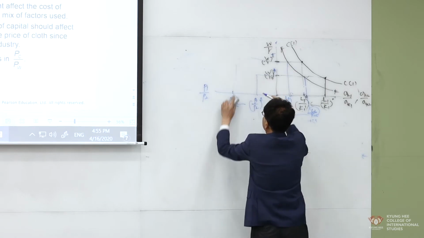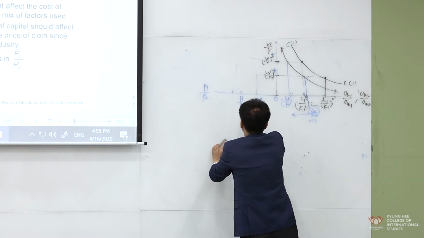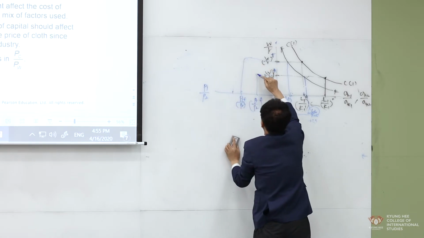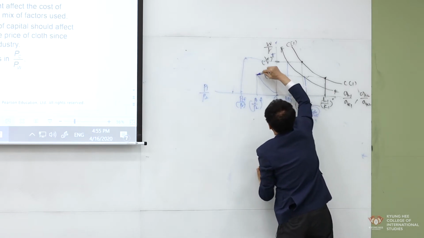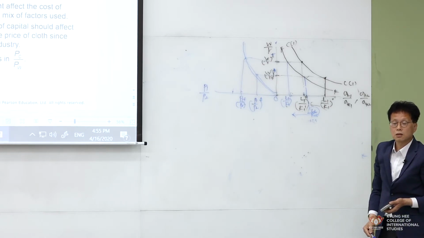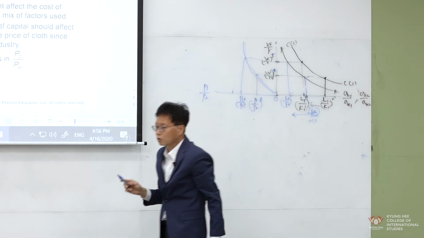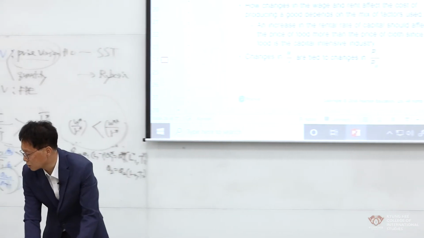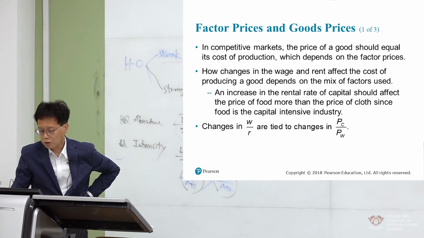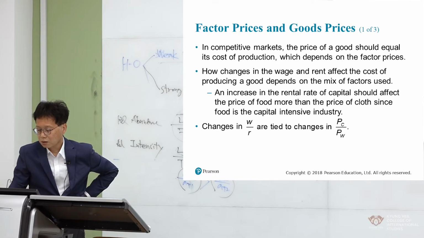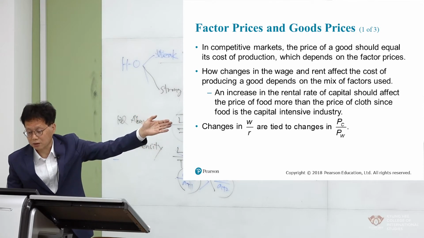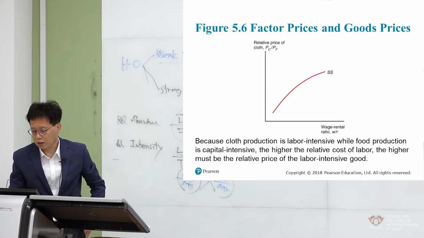I drew this wrong. That is P1 over P2 at T. Then this point and this point, and we can get this kind of graph. Right? That is the Stolper-Samuelson curve in our textbook. So changes in W over R are tied to changing P1 over P2. Graphically, one-to-one relationship between relative factor price and relative goods price. Okay? So graphically like this.